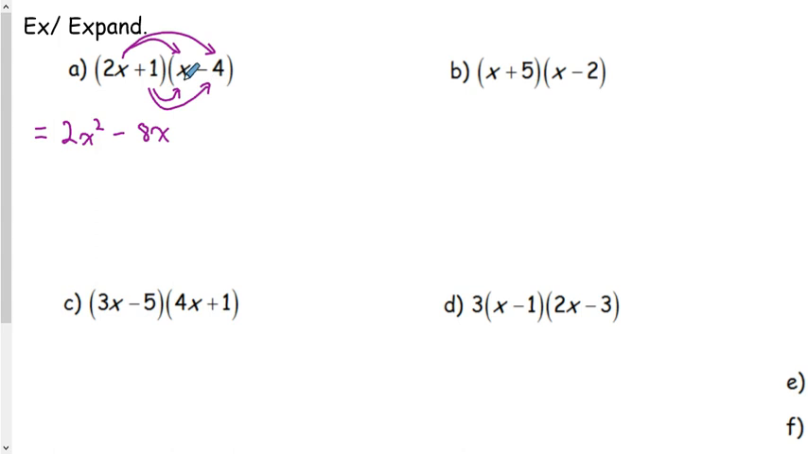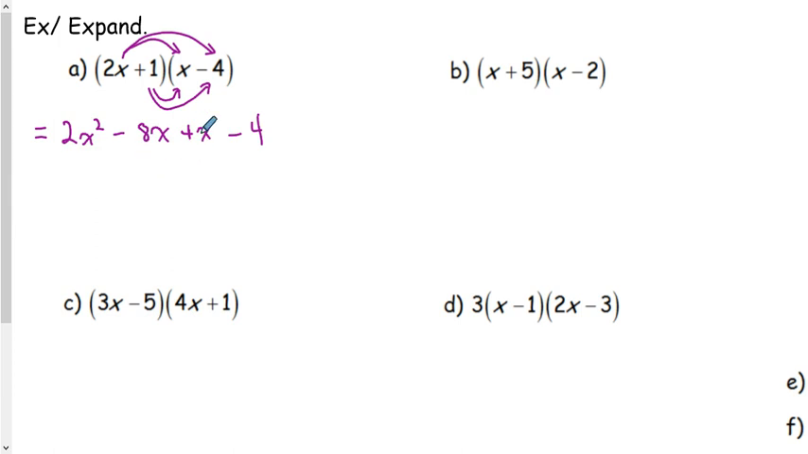Now we've got 1 times x. 1 times x is just x, and it's positive. And now we've got 1 times -4. That's going to give us a negative answer. 1 times -4 is -4. So here we go. We've got 2x squared minus 8x plus x minus 4. A good start. Now what we need to do is collect our like terms. Of course, like terms are anything that has the same variable to the same exponent. And that would include grouping all of our regular numbers together. So our x squared, we've only got one x squared term. That's 2x squared.